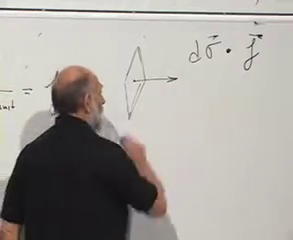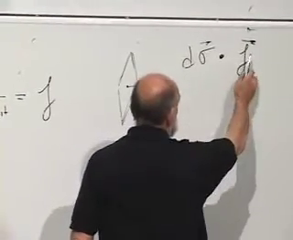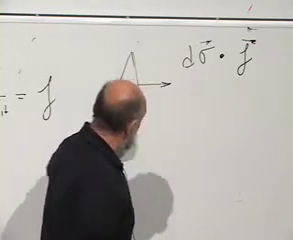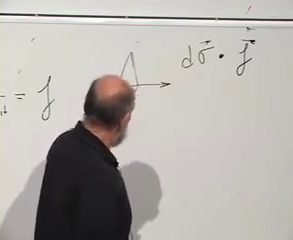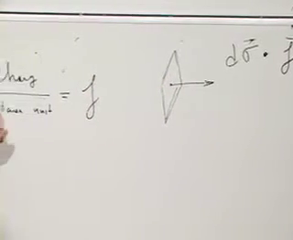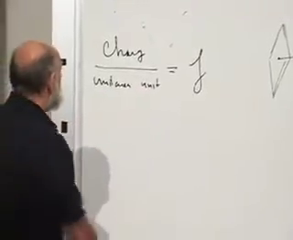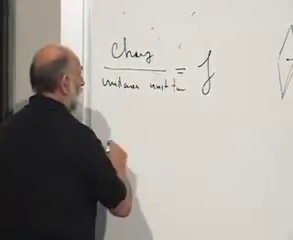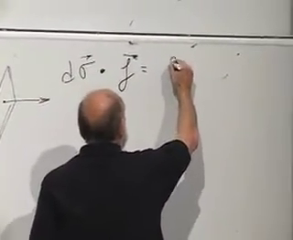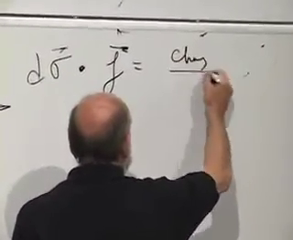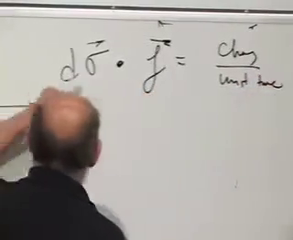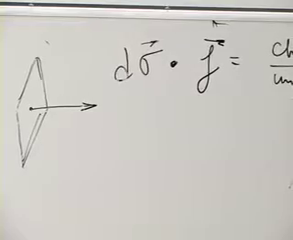That's why it's the dot product. The dot product measures the component of one vector in the direction of the other. So this measures the component of the flow in the direction perpendicular to the surface element. And it is not the charge per unit area per unit time, but just the charge per unit time. This is the charge per unit time. Charge per unit time through the surface element d sigma.